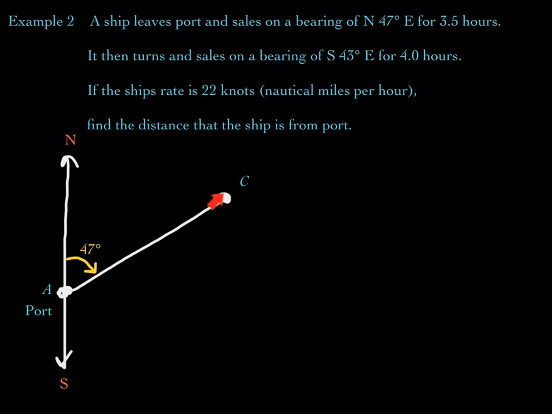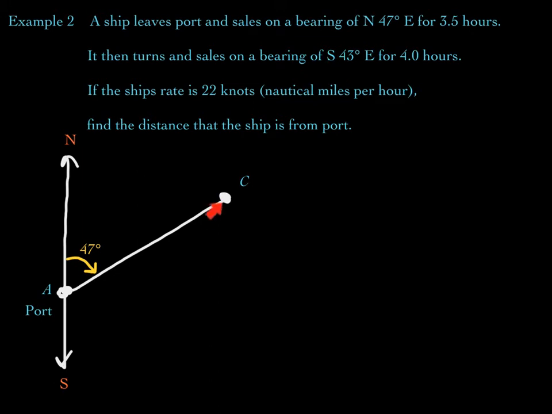Now I'm saying it's at this point. Let's just call it C. Okay, just, I don't know, just because. So it's going from here, there. Now the ship is here. Now, when the ship reaches this point, it says it starts to turn and sails on a bearing of due south 43 degrees east.